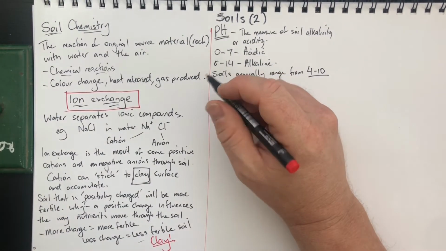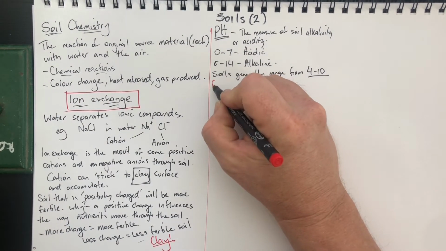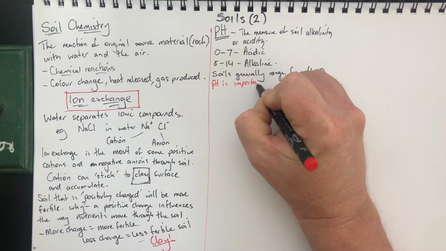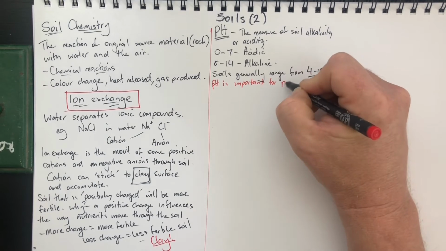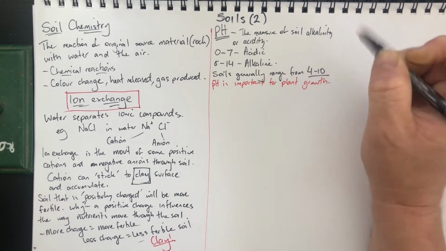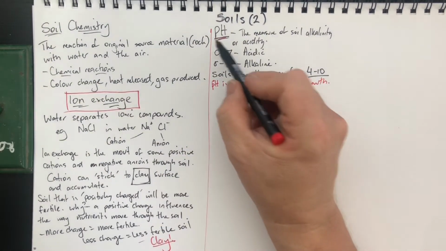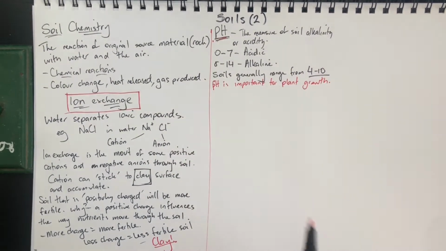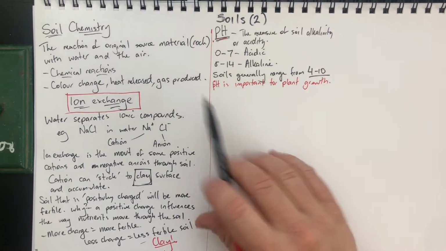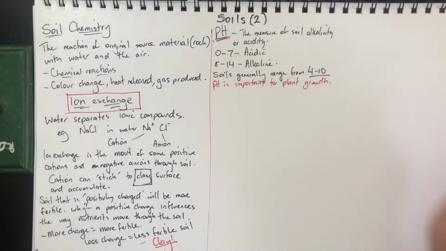pH is important for plant growth. I feel like giving you a clue. It's power of something. So if you're still wondering what pH stands for, I think I have to leave you to look after the rest yourself. So pH is important for plant growth.